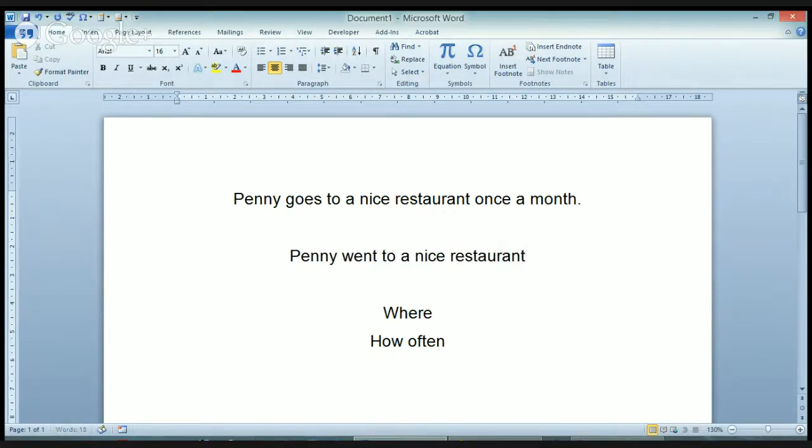So this stays the same. Once a month. Is it alright? No. Once a month it's regular time. Present simple time. So it can't be once a month. So think about the time in past simple we talked about: yesterday, last week, last month, ago. Well, let's maybe use ago, 2 weeks ago. So tell me this sentence after me. Penny went to a nice restaurant 2 weeks ago.